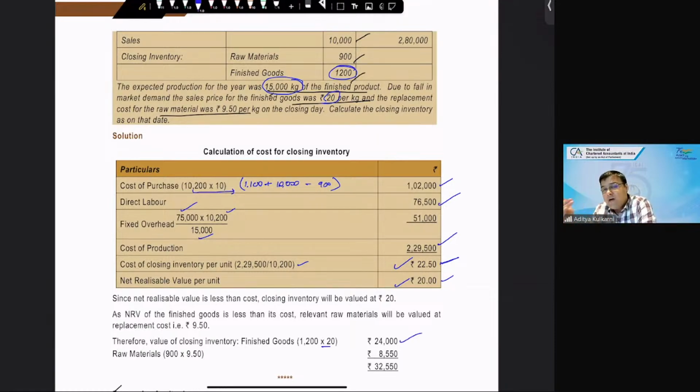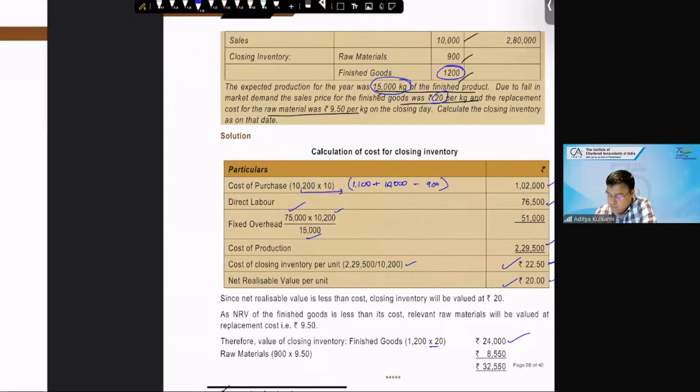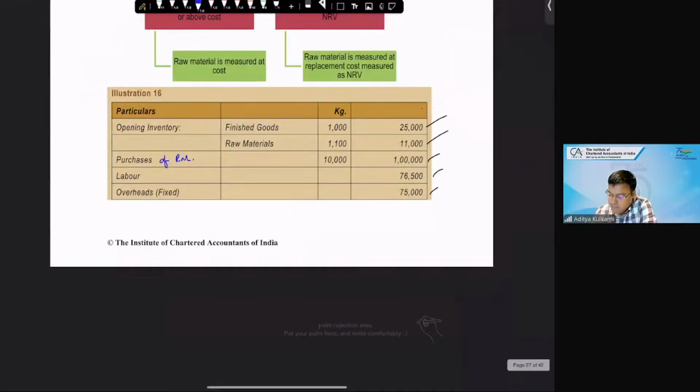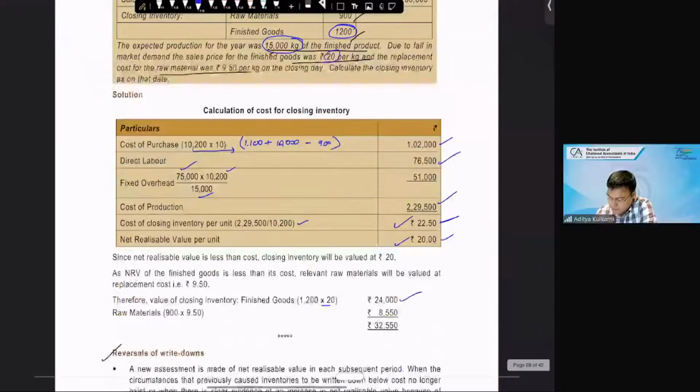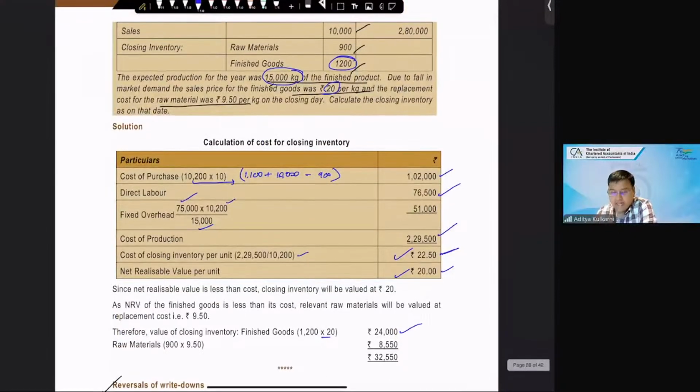If I have a write down of my finished goods, then I have to check my raw material also. Raw material I have purchased at 10 rupees. Raw material NRV we will have to find. But the standard gives a relaxation. If you are unable to find the NRV, which will be most of the cases because raw materials we don't sell, so we will not have the selling price of that.